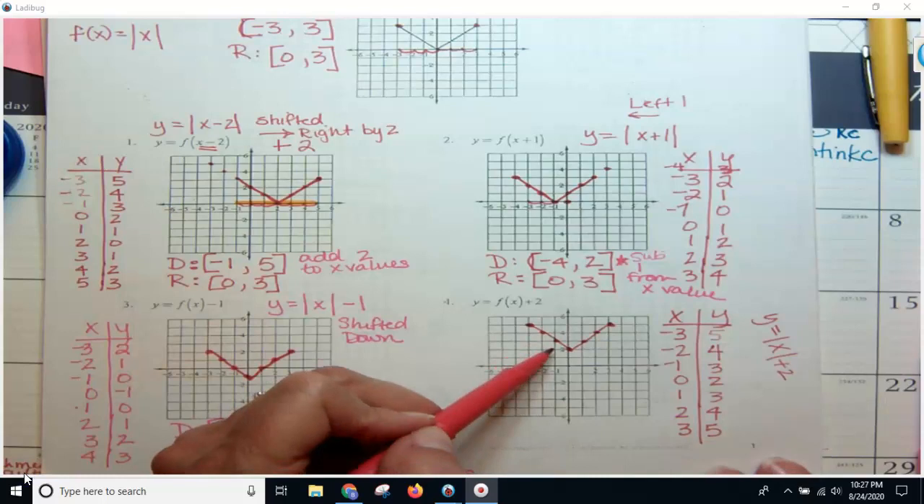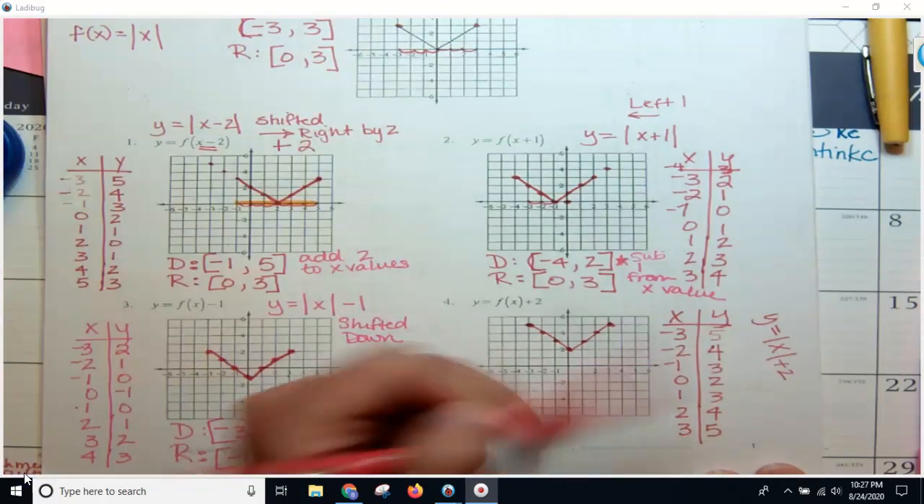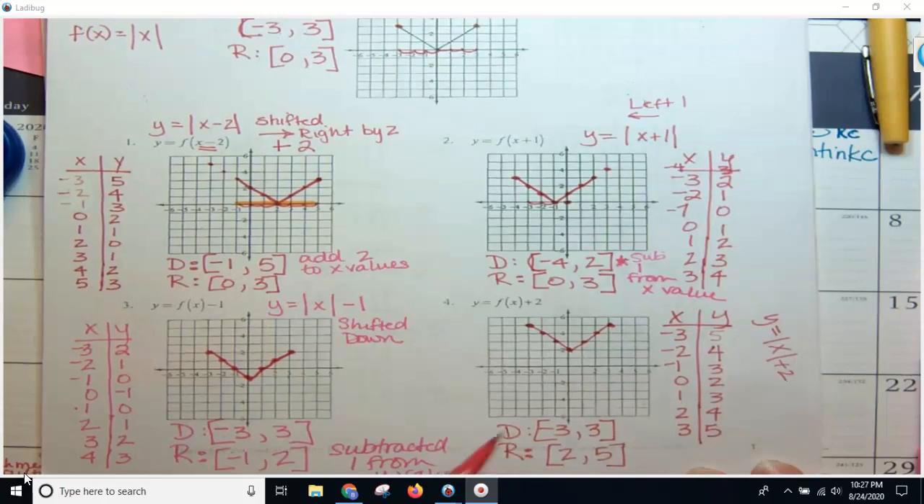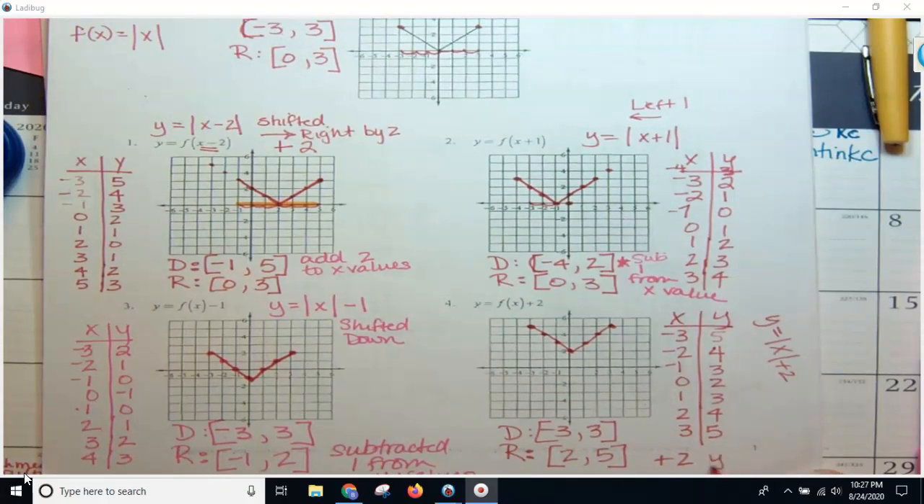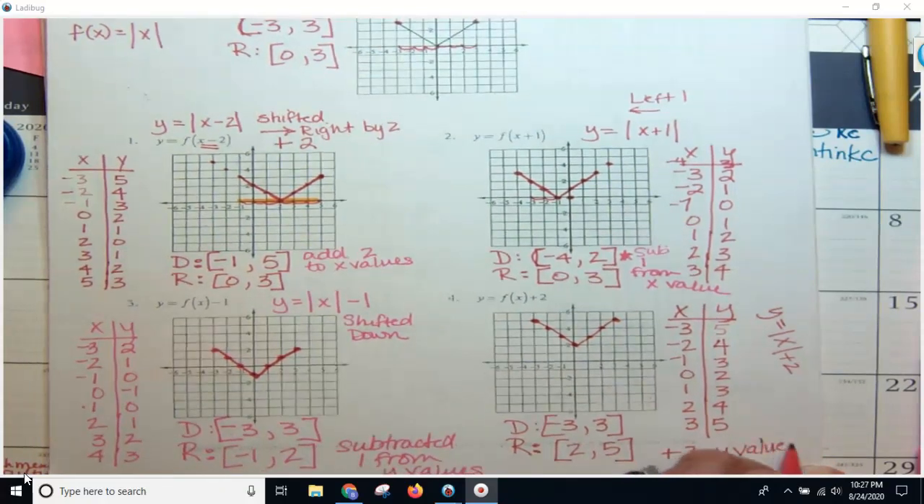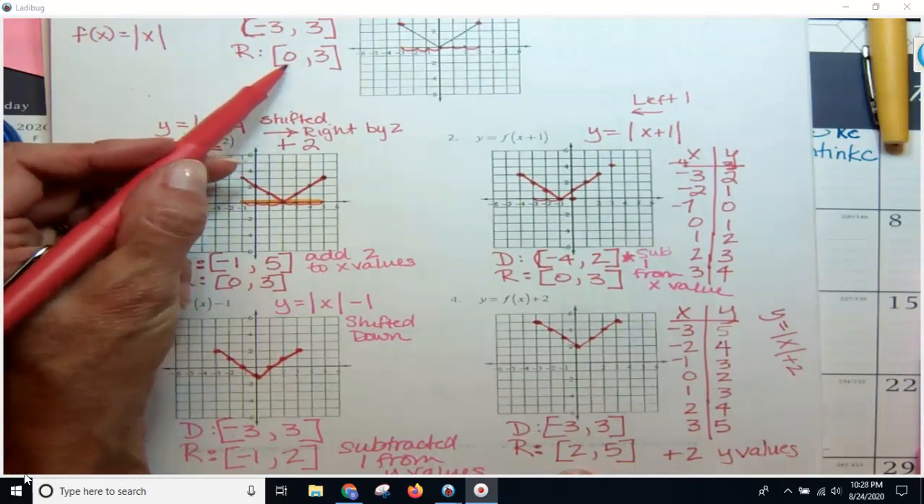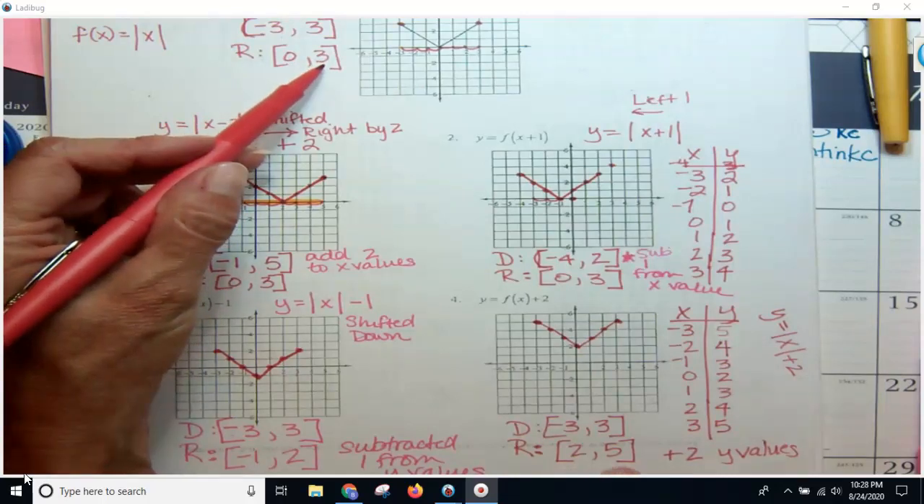Alright, so I have the same shape of the V. Here is my table. My domain is -3 to +3, so that has not changed at all because it has not shifted left or right. But my range has gone up 2, so it is now 2 to 5. And if you notice, this has a +2 here, and I'm adding 2 to the y values. Okay? Because if I take my original range, 0 + 2 is 2. 3 + 2 is 5.